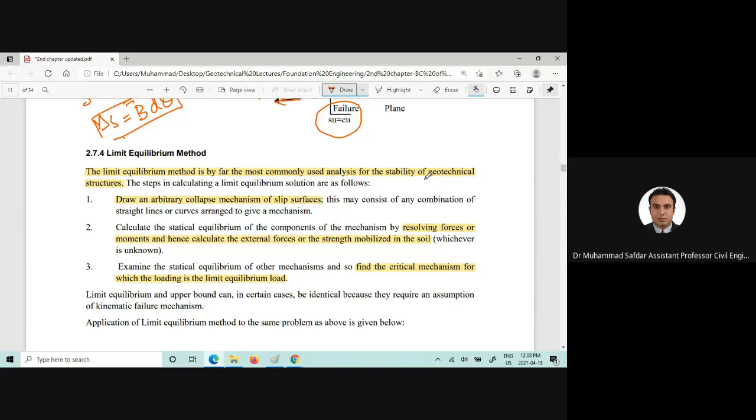Now we discussed the limit equilibrium method in the slope stability chapter in Geotech 2.